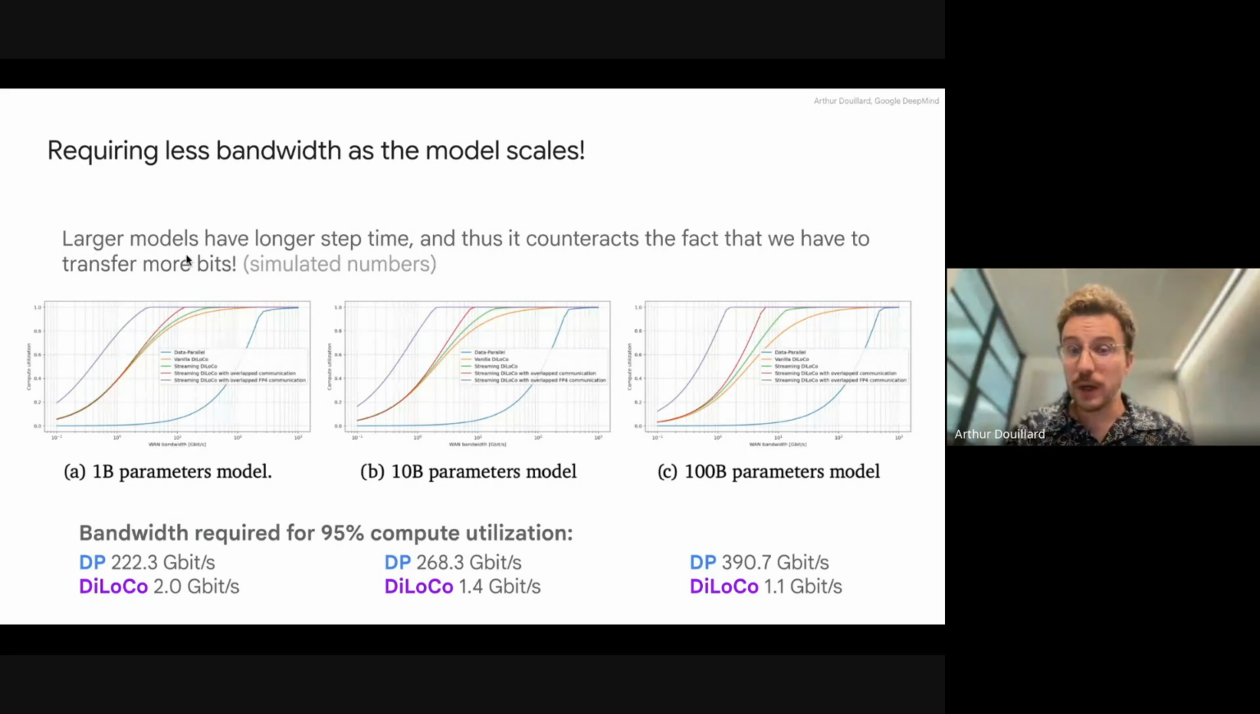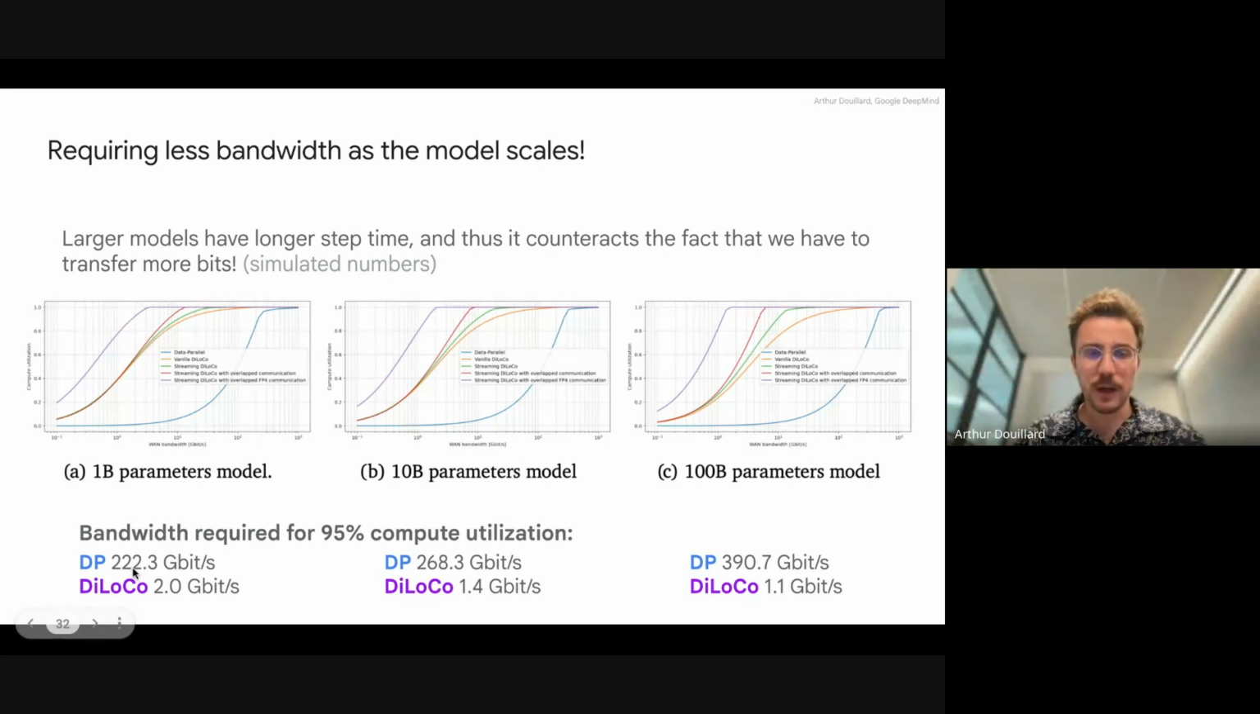Luckily, larger models also usually have a longer step time. They just have more parameters, more flops, more data to process. Even though larger models have more data to communicate, they also have a slower step time, and so it's easier to overlap more communication. We show here, for example, the bandwidth required to achieve an 85% compute utilization. Compute utilization is how much time is dedicated to fully doing computation versus doing communication. You want that number as high as possible.